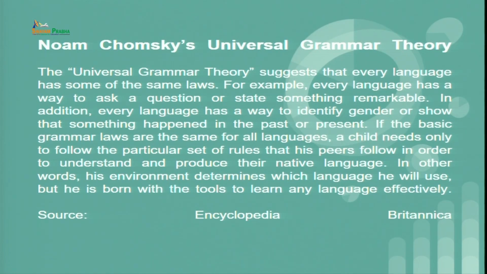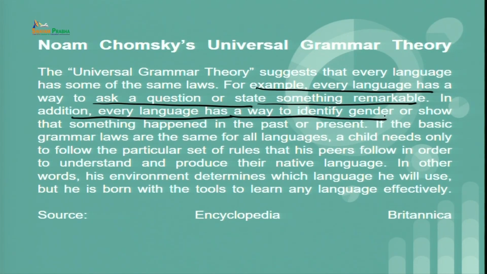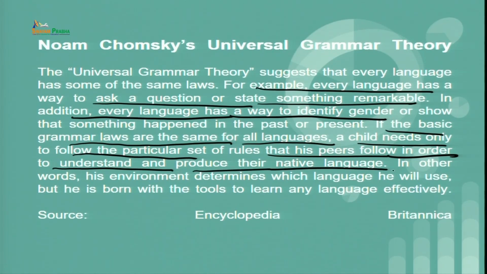Now, the universal grammar theory suggests that every language has some laws. For example, every language has a way to ask a question or state something that is remarkable. In addition, every language has a way to identify gender or show something that has happened in the past or present. If the basic grammar laws are the same for all languages, a child needs only to follow the particular set of rules that his peers follow in order to understand and produce their native language.